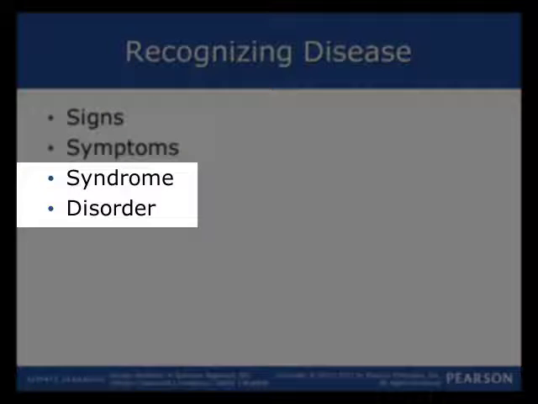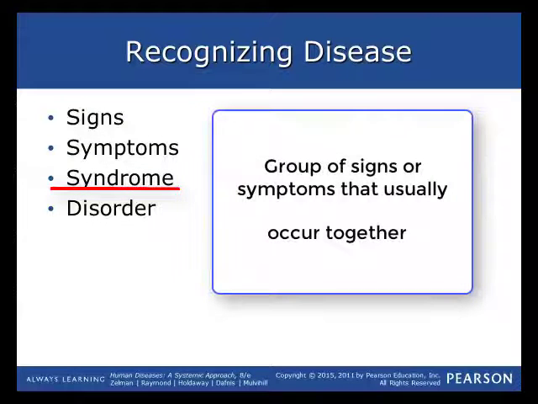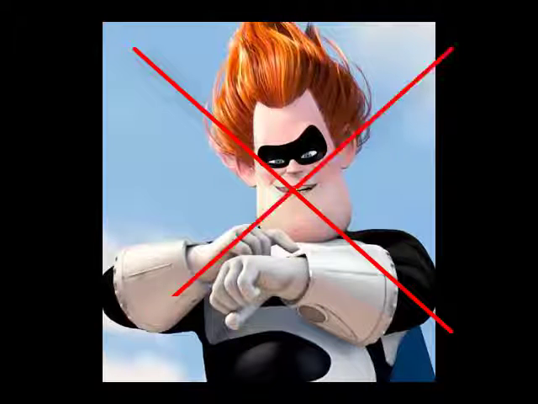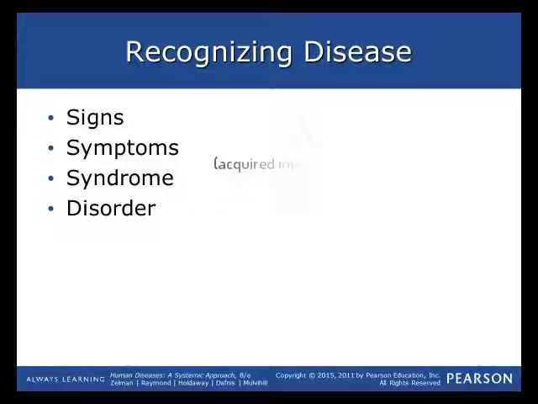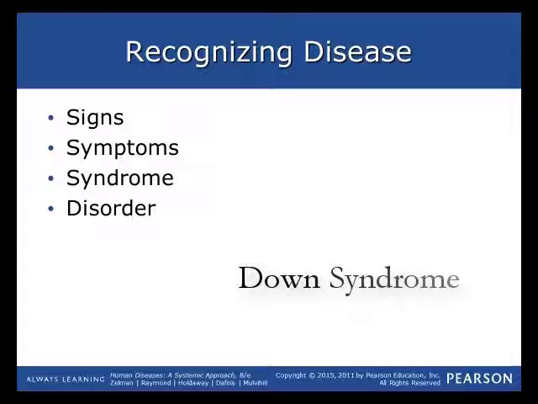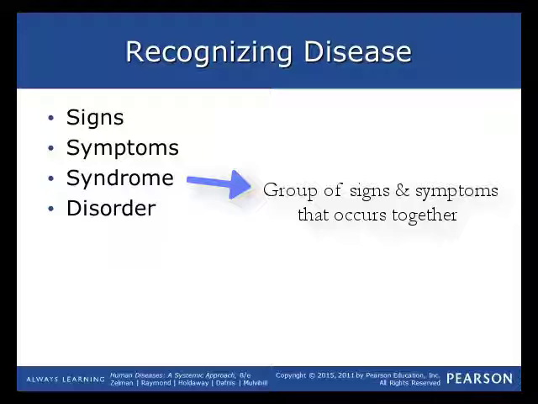Syndrome and disorder, those two are a little bit trickier to understand. Syndrome is a group of signs or symptoms that usually occur together. It's like a collection of signs and symptoms that always occur together. So AIDS, acquired immunodeficiency syndrome, irritable bowel syndrome, Down syndrome, those are collections of signs and symptoms that occur together. They're a whole collection of symptoms and signs that go together.